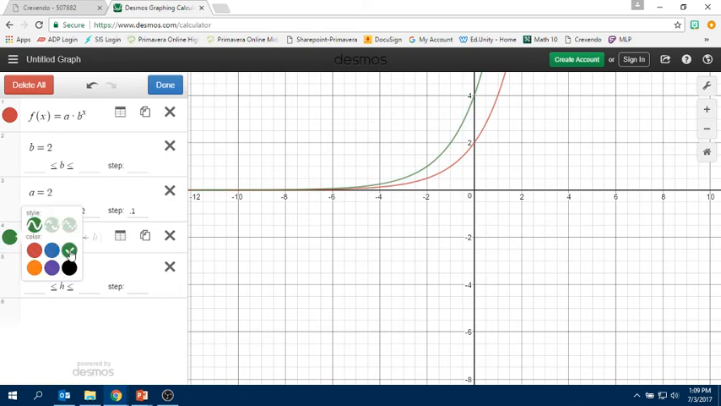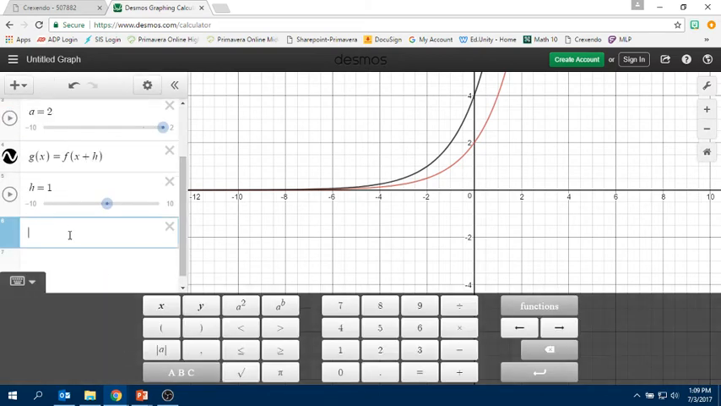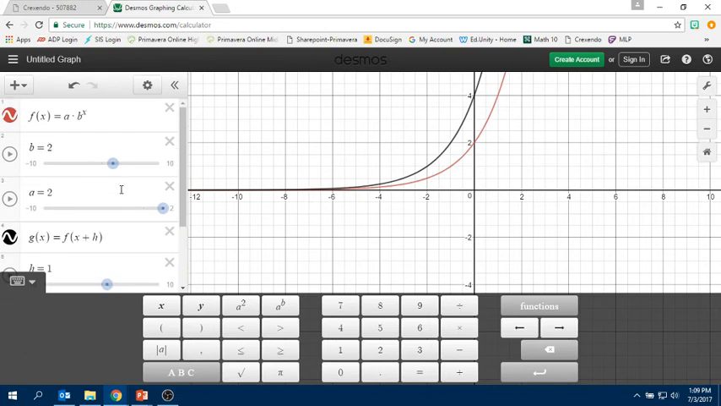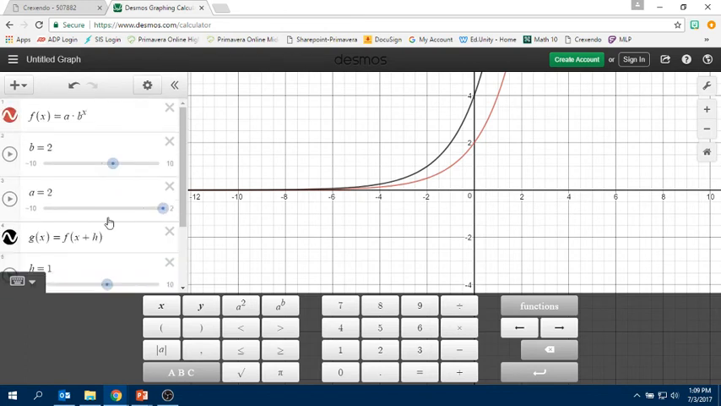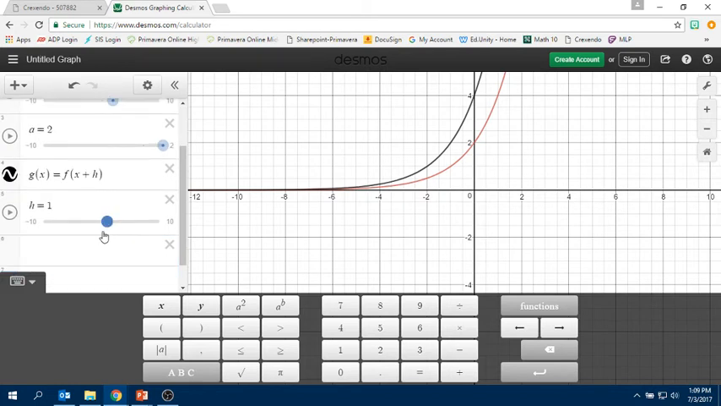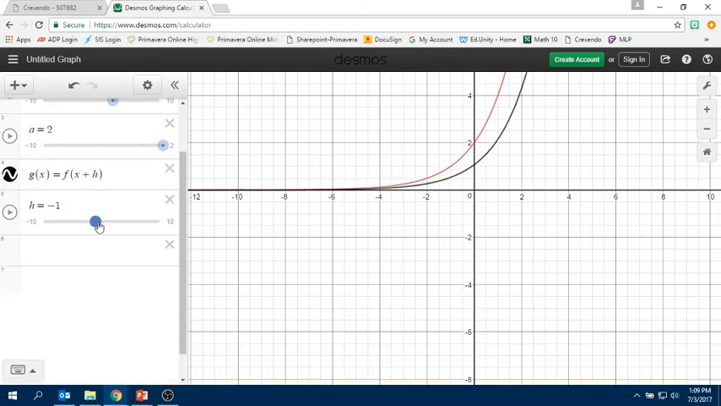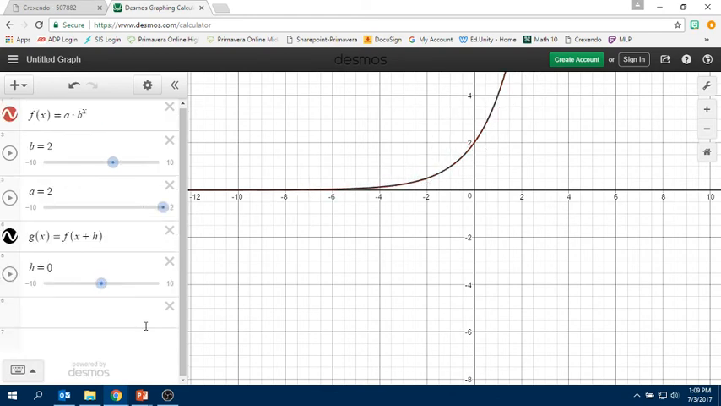So we'll make it green, maybe darker, black. All right, so let's go ahead and play with that a little bit. Let's see what happens as I change the value for h. Right now in our function, h should be 0, and that would map it right on top of our red function. There it is. So h is 0, so this would perform no shift, and you can see that it's right on top of our red function here.